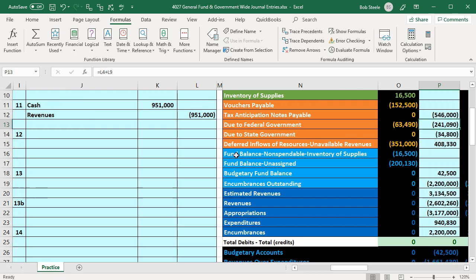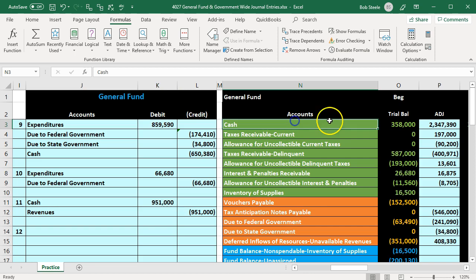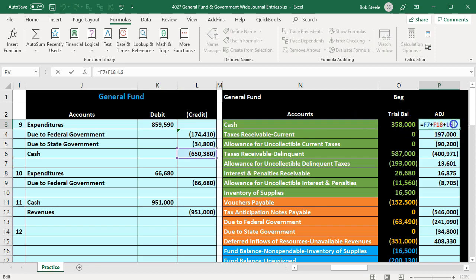So cash went up. So I'm going to post the cash now. So we're going to go up to the cash. There's cash. We're in cell P3. Double clicking on P3, going to the end of P3, saying plus within P3, and then clicking on that 951.